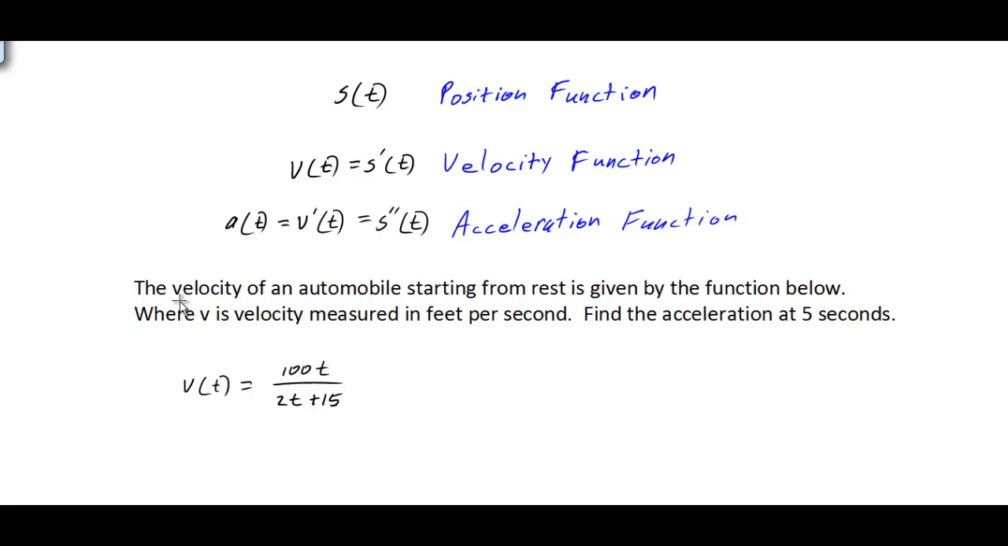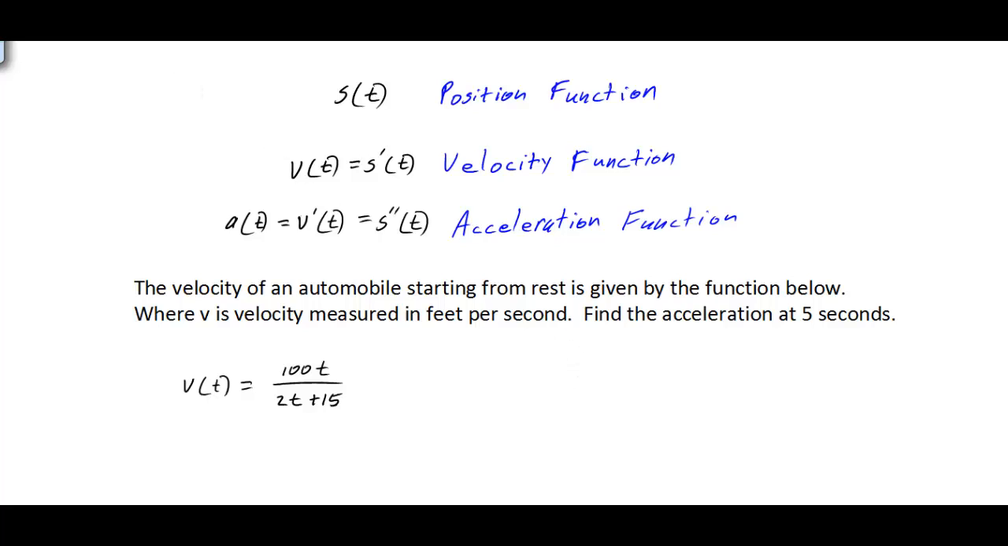second derivative. And the example that's given to us here is: the velocity of an automobile starting from rest is given by the function below, where v is the velocity measured in feet per second, and we want to find the acceleration after 5 seconds, or at 5 seconds. And the velocity they give us here is 100t divided by 2t plus 15.